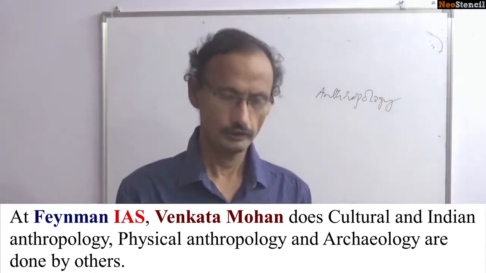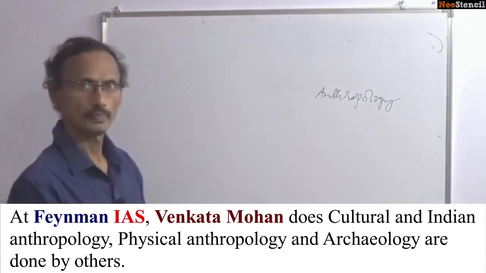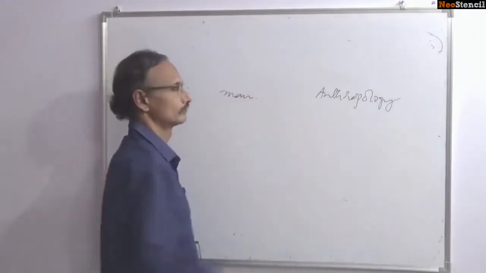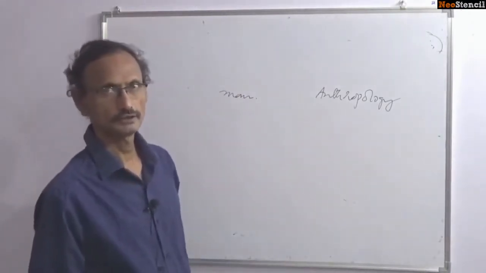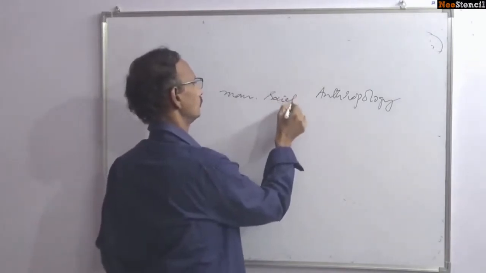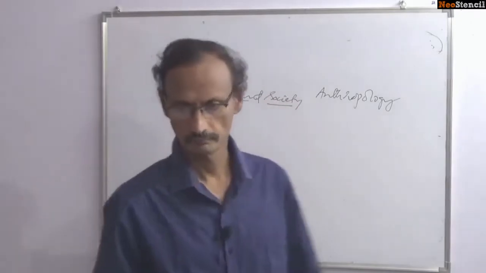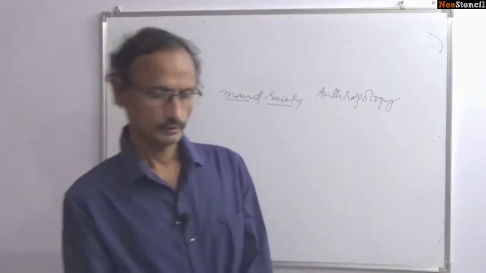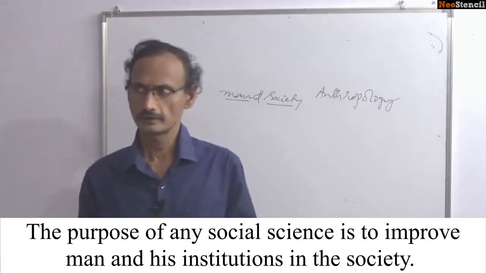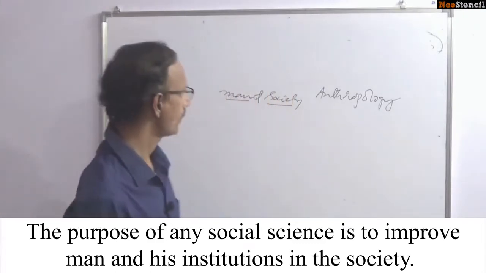The purpose of any social science is to improve the condition of man and his institutions in the society. Different social sciences try to do this purpose in different ways.